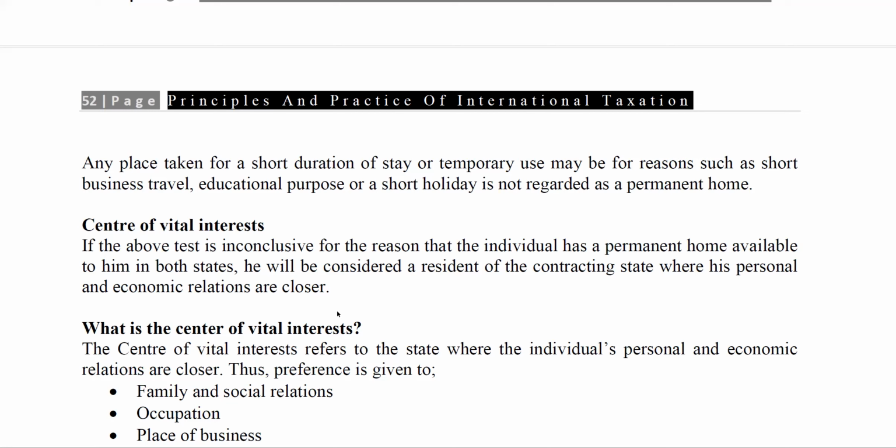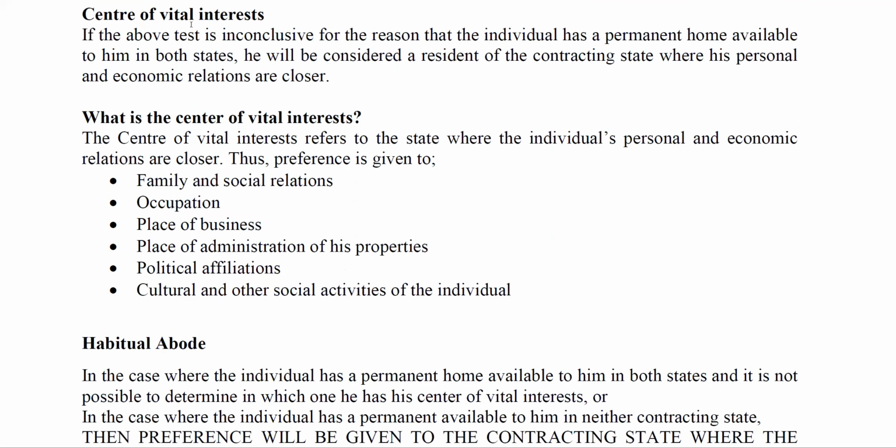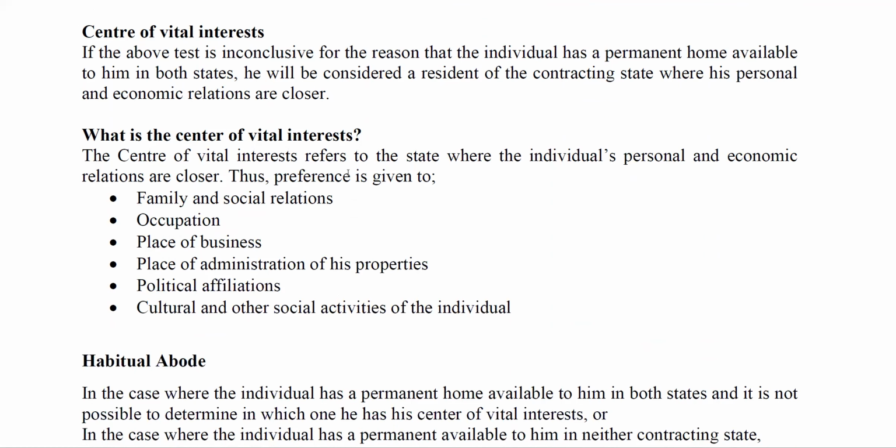The word there was what? Available to you at all times continuously. We saw the word what? I highlighted prolonged period. So if it is a short duration of stay, then we shouldn't consider it as what? Permanent resident. Are you getting? As permanent. So then if we cannot determine where you have your permanent home, or you have permanent home in both states, then we have to check the next one, which is being able to determine your center of vital interest.